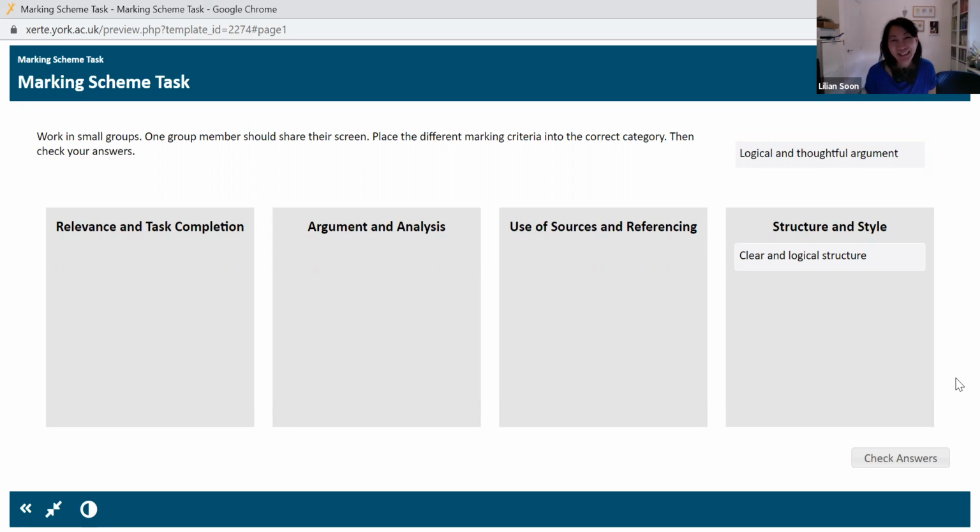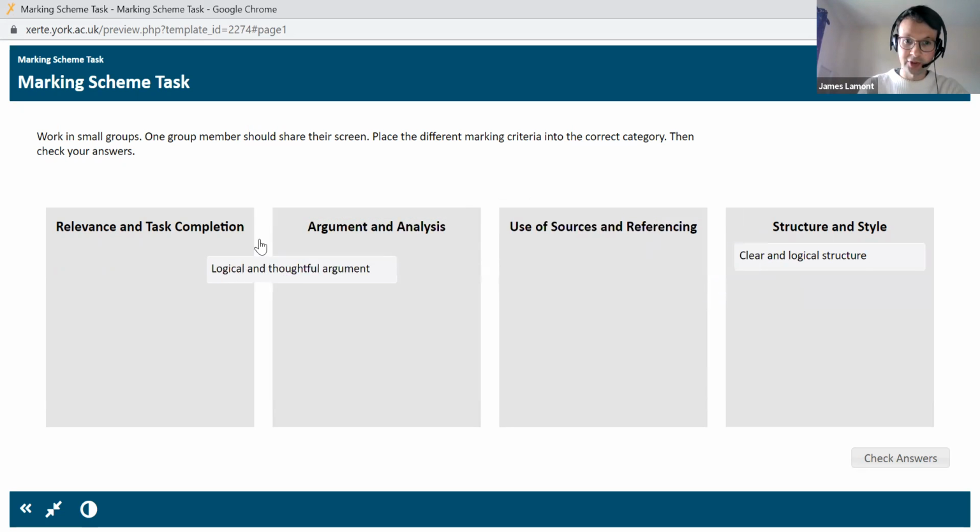Well, it's definitely providing something like this. It gives students a lot of prompts and a lot of scaffolding. So it helps them discuss these more easily, but also it provides them with an opportunity to discuss more deeply what they're talking about. Logical and thoughtful arguments, it might go in argument or analysis, or it might go in relevance and task completion. There's a space there for students to discuss why it might go in one or the other, and that opens the door to more deep and engaged discussion.